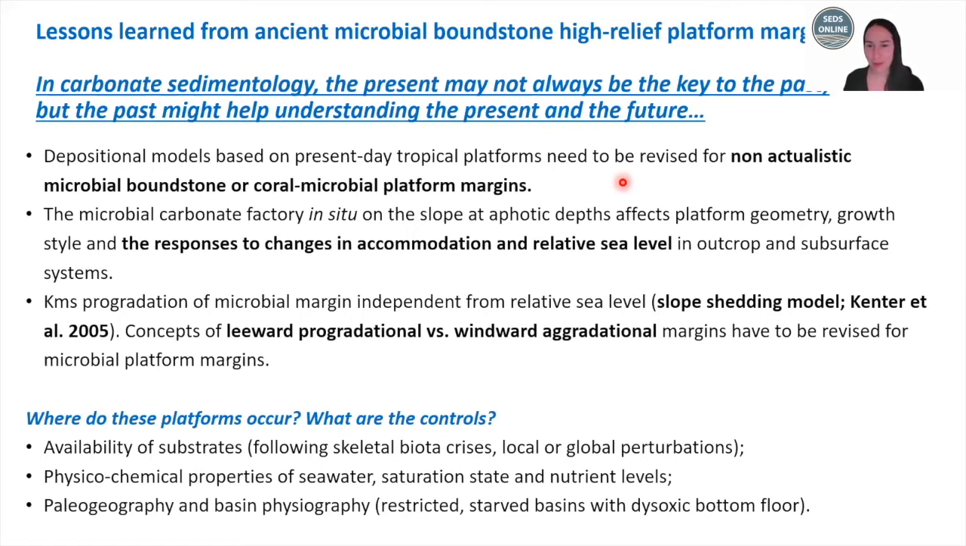All right, so our first question is from Mazin. He says, very interesting and insightful presentation. Thanks, Giovanna. How different would Ediacaran microbial carbonate platforms be in terms of facies variations, knowing that they were not influenced by the diversity of reef buildup biota, as in the Phanerozoic?